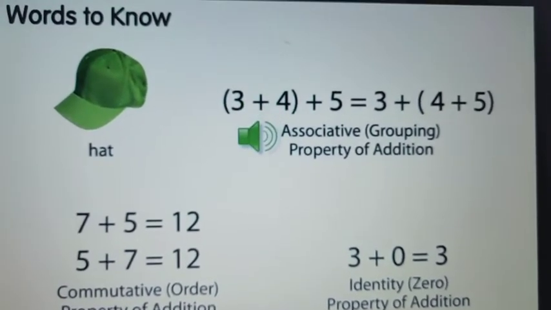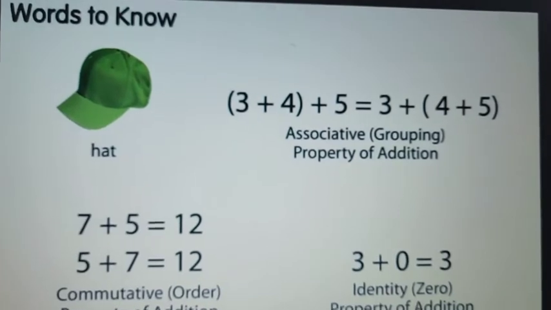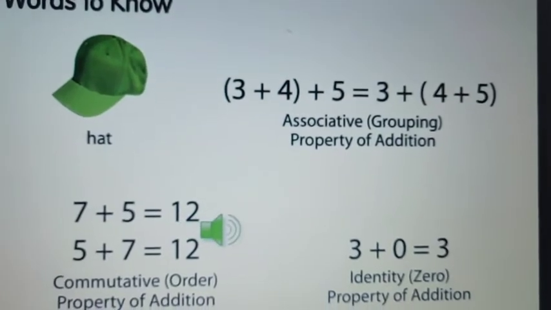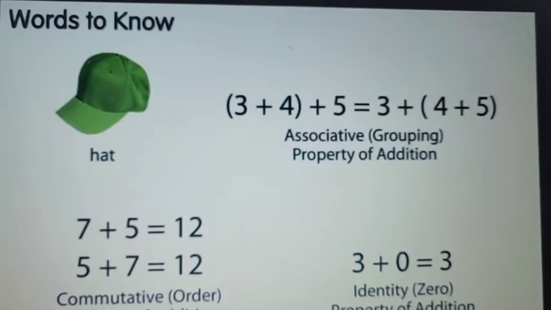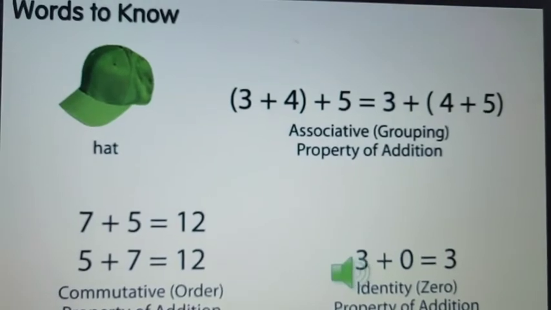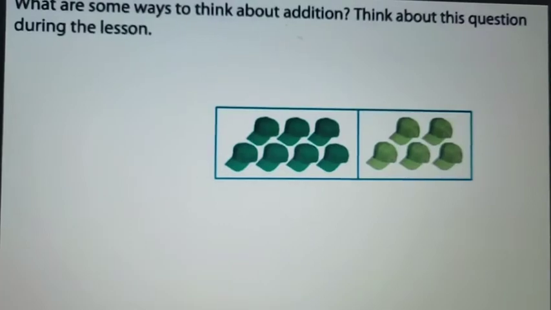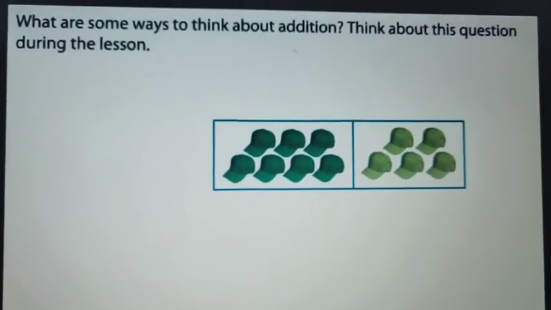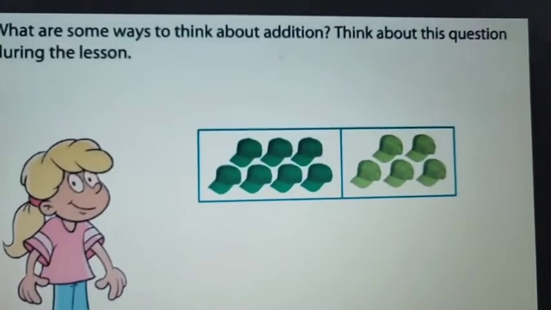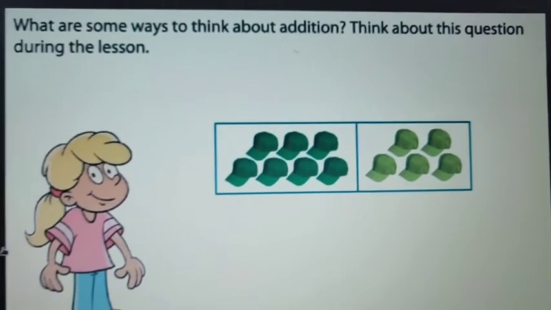Associative grouping property of addition. Commutative order property of addition. Identity 0 property of addition. What are some ways to think about addition? Think about this question during the lesson.